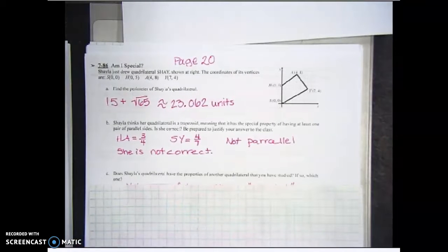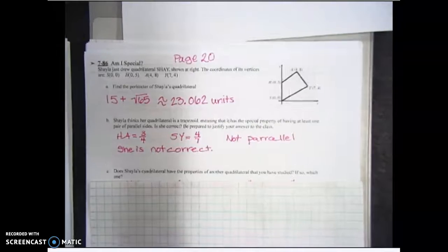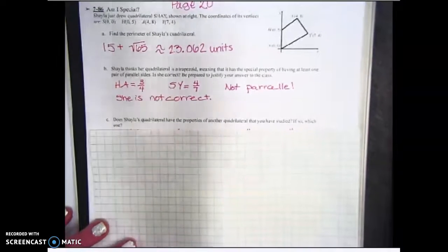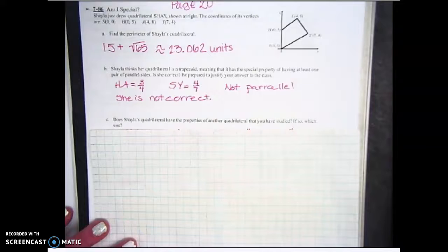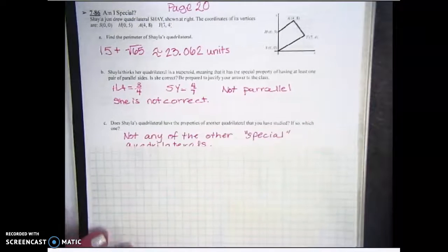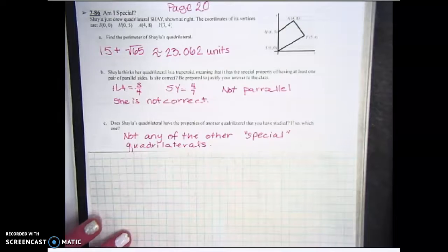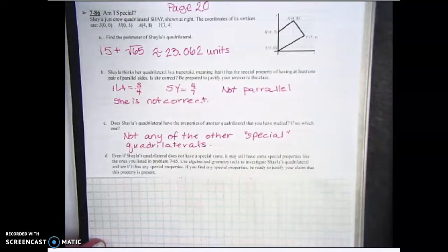Does Shayla's quadrilateral have properties of another quadrilateral that you have studied? Does anybody think they recognize it as any of the other quadrilaterals that are on the previous page? Yeah, that's as specific as it gets, is quadrilateral. So you're going to say not anything special, just a regular quadrilateral. Okay, meaning it has 4 sides, and that's about it.